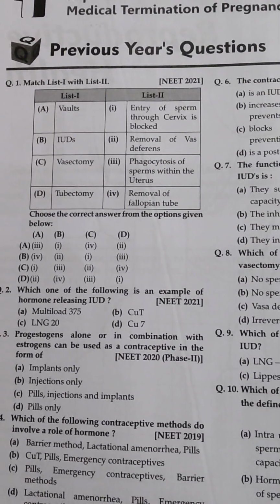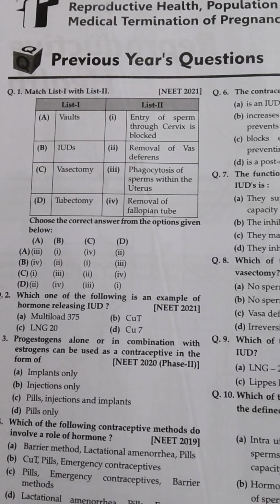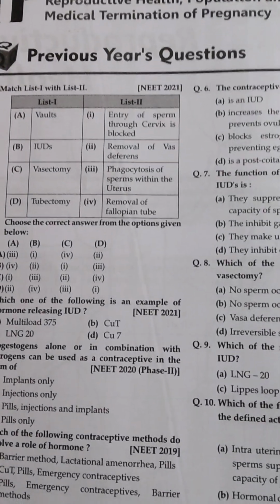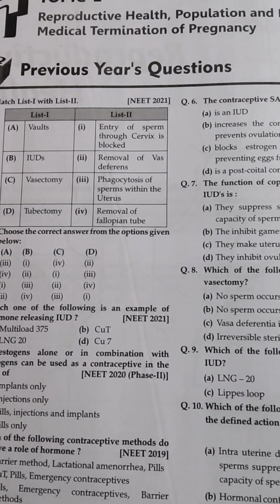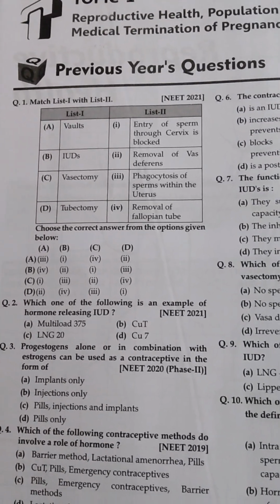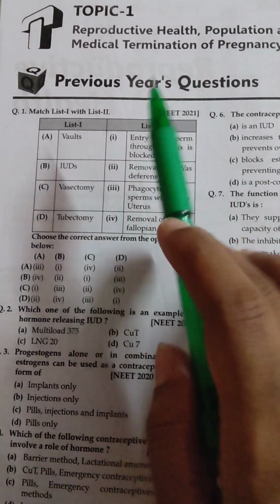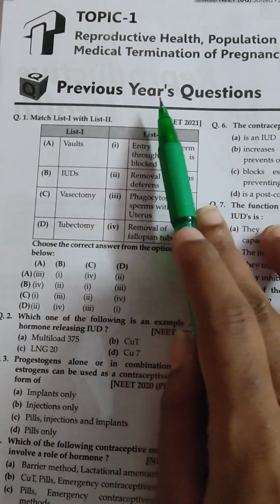Hello everyone. So today I have again come up with a new topic, and the topic's name is reproductive health, population, birth control, medical termination of pregnancy. Now here the first question, the first MCQ states that match list 1 with list 2.